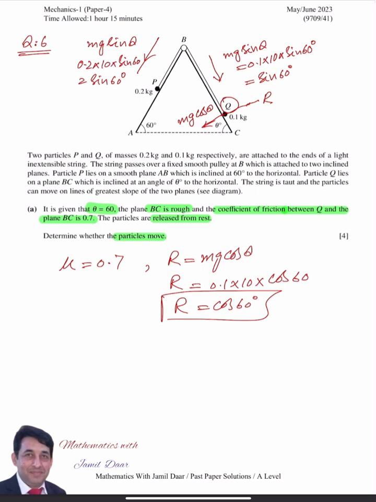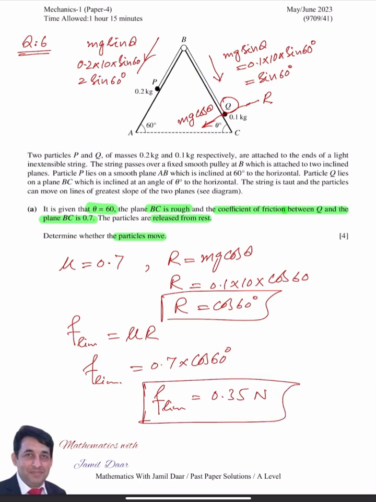So what would be the frictional force? That would be the limiting frictional force. That would be mu R, and this F limiting is 0.7 into cos of 60, and cos of 60 is 0.5. That will become 0.35 Newton. Okay, the friction is 0.35 Newton.